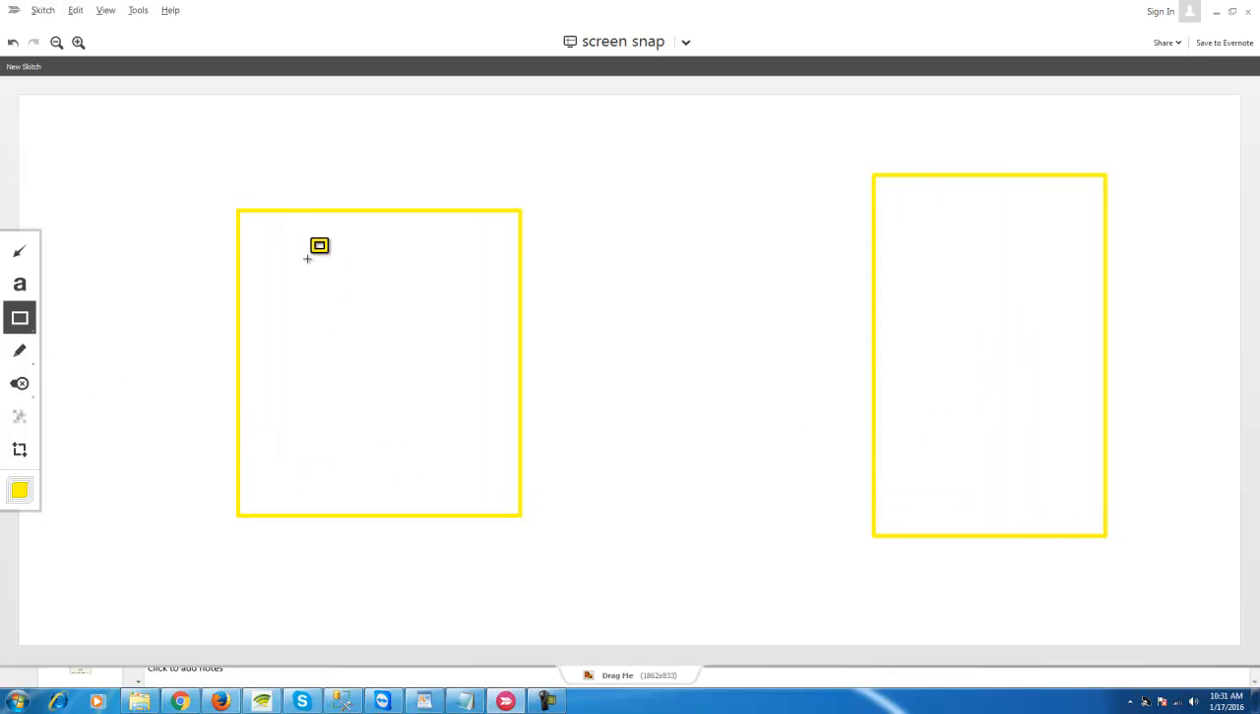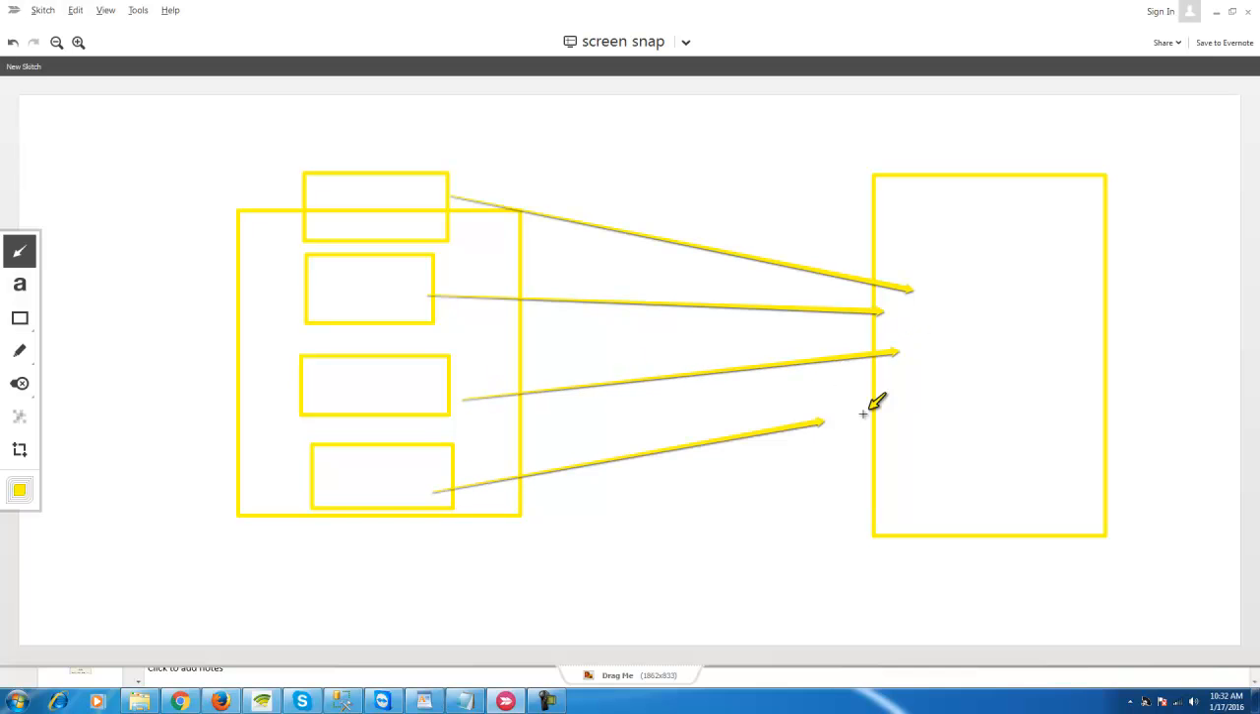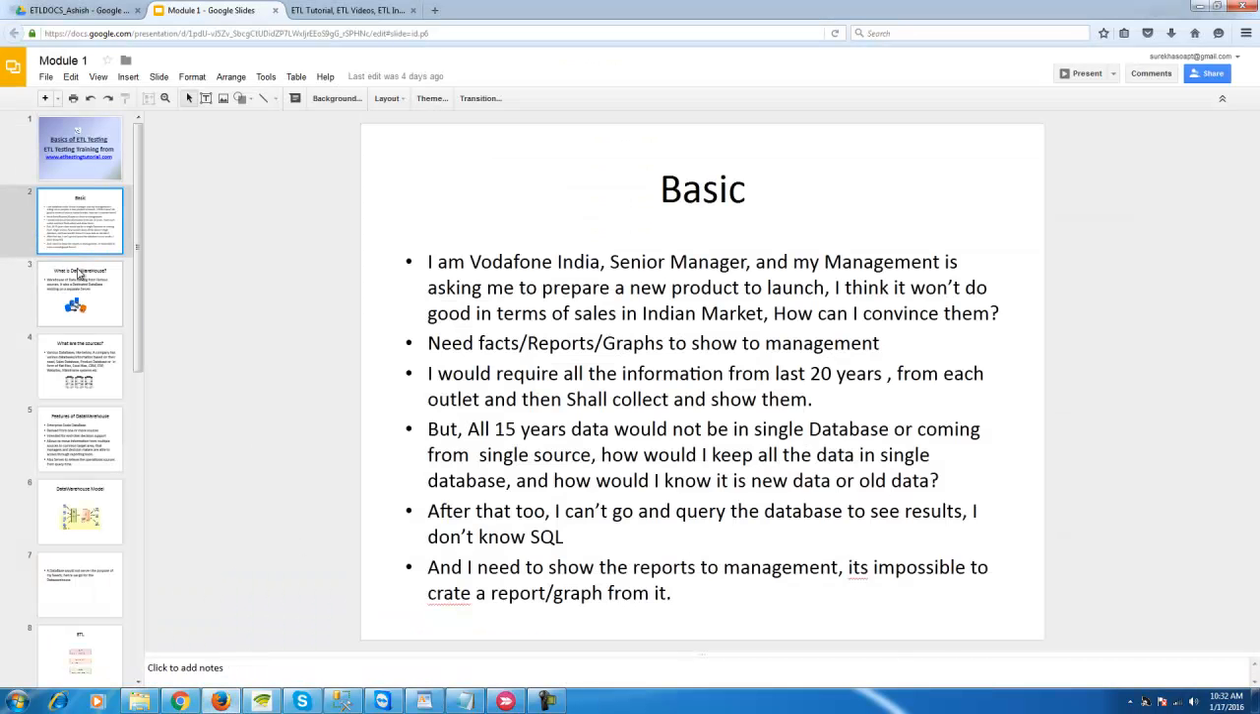I might have different OLTP systems based on different locations, or based on different subjects, and then I have to pull all the data into my aggregate location, and that is something called a data warehouse. Okay, so we'll come into more of a data warehouse. What is a data warehouse? But to make you understand, this is the kind of problem statement we are talking about. So let's quickly jump into the next slide.